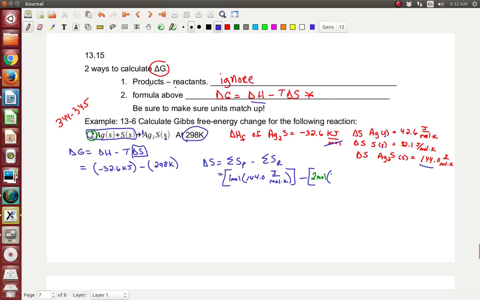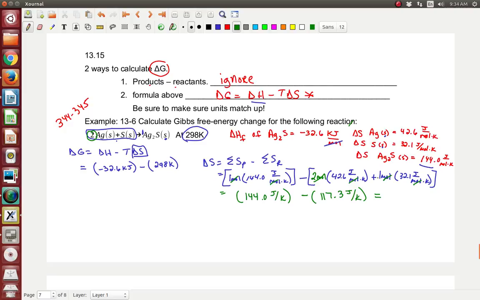silver, it is 42.6 joules per mole times Kelvin plus, because it's a summation, the value for the sulfur, and I only have 1 mole of sulfur. 1 mole times 32.1 joules per mole Kelvin. That's the end of the summation sign. I'm going to cancel out units. Moles cancel. And then I'm going to add these and then subtract it from this value. So I'm going to pause it and put those values in.